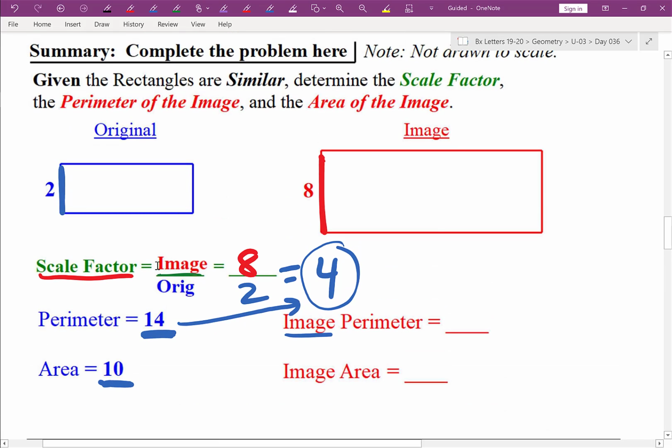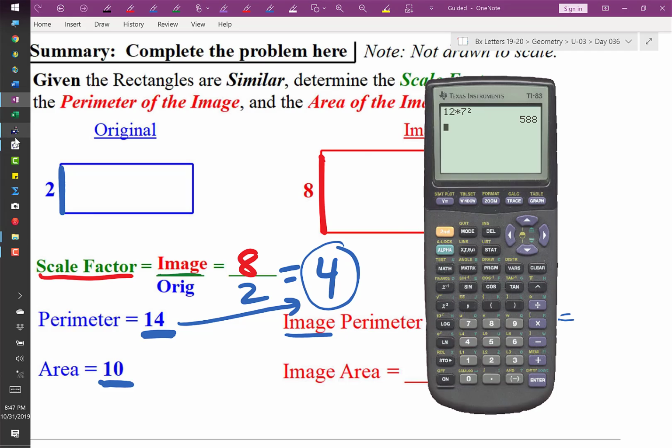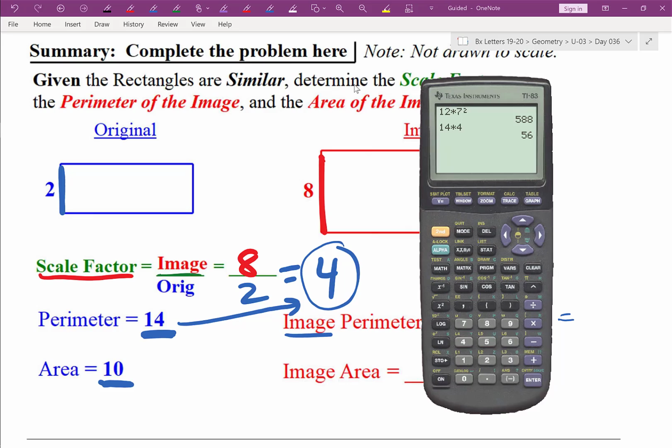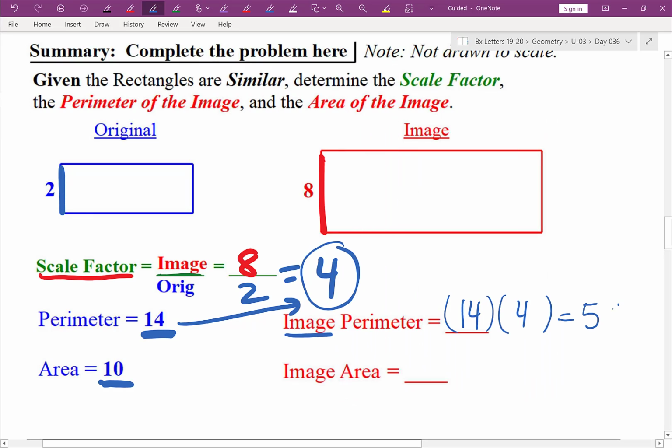So I know perimeter grows at the scale factor. If I take my original perimeter and times it by the scale factor, that's how it works. So my original perimeter was 14. My scale factor was 4. 14 times 4 is 56. That is my dilated perimeter.